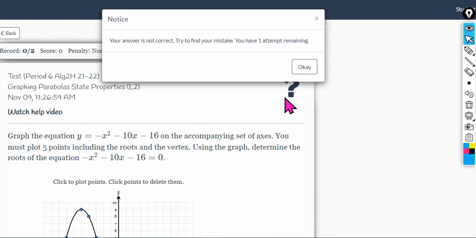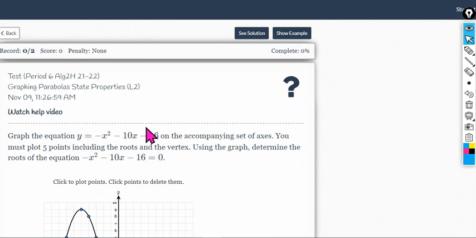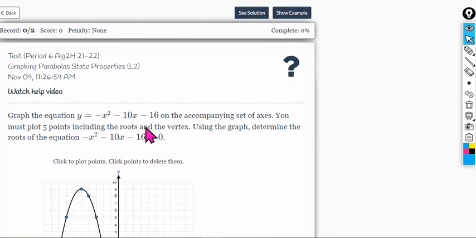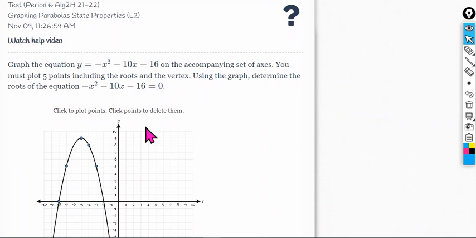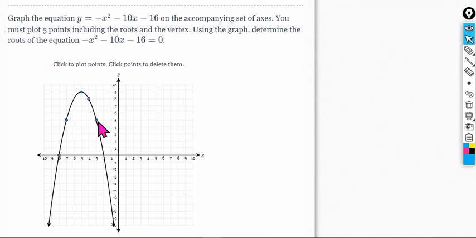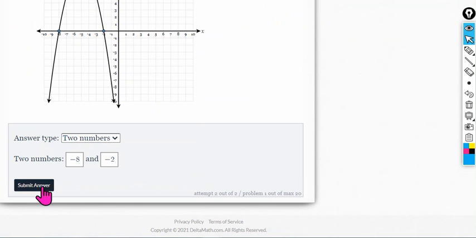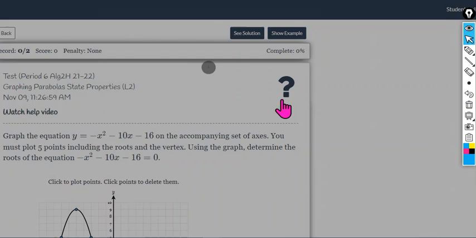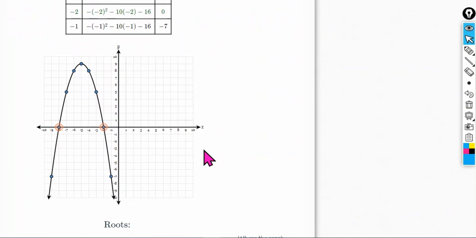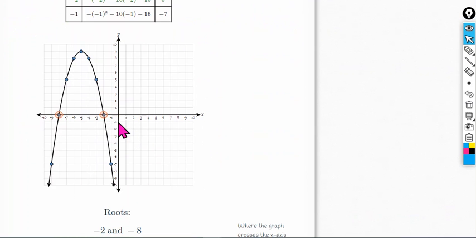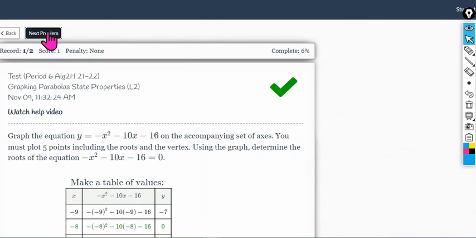Okay, so how do you graph? Use the graph to determine the roots. Did I factor it wrong? Oh, yeah, okay, hold on, you're right. So let's unclick that one, and let's click this one. Let's try that. Oh, because it said I had to plot the roots. Thank you. So make sure you plot them. There they are.